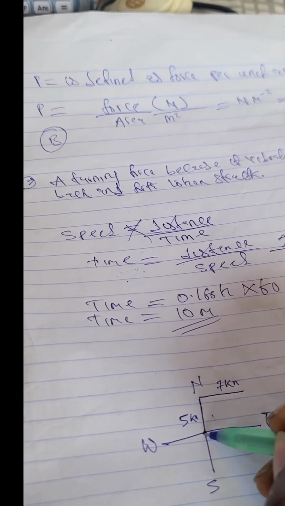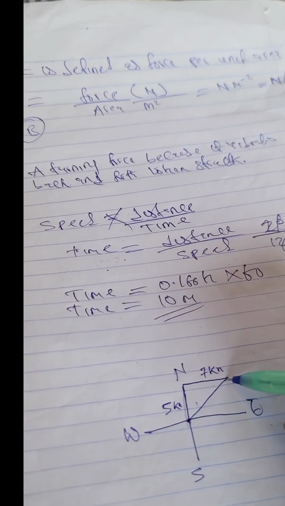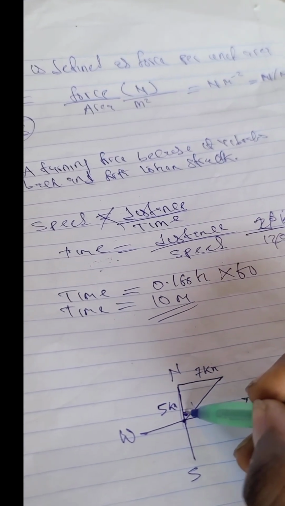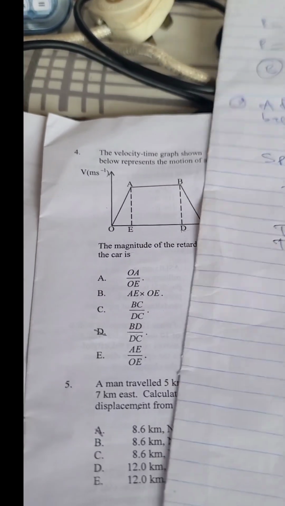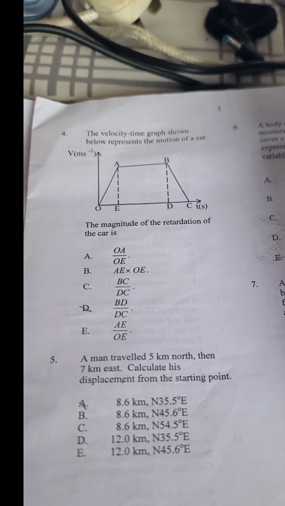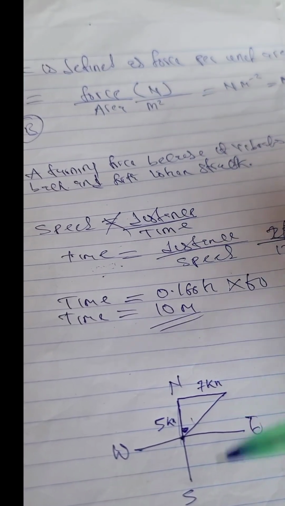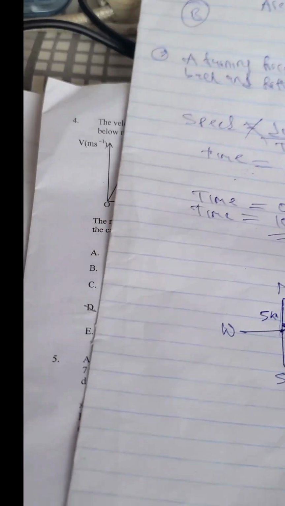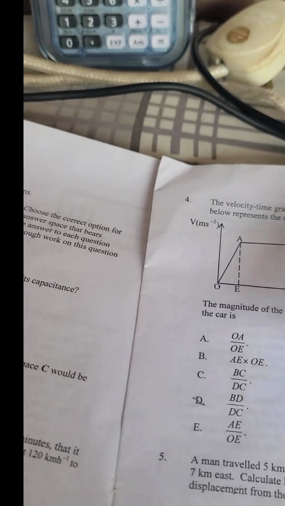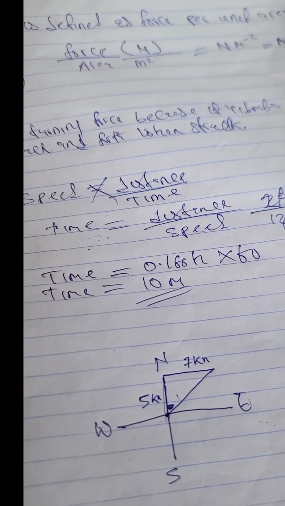So you just draw your line here. Okay, 5 km north, 7 km east. So here should be your theta. They say we should calculate his displacement from the starting point. So to calculate the displacement from the starting point, you need to calculate the distance and then the direction. To calculate the distance, you need your Pythagoras theorem.